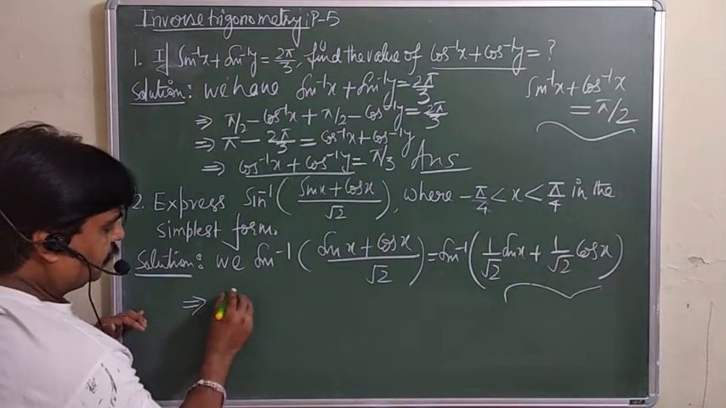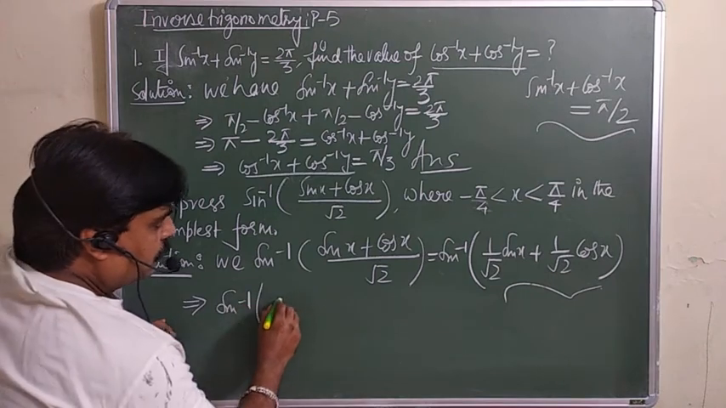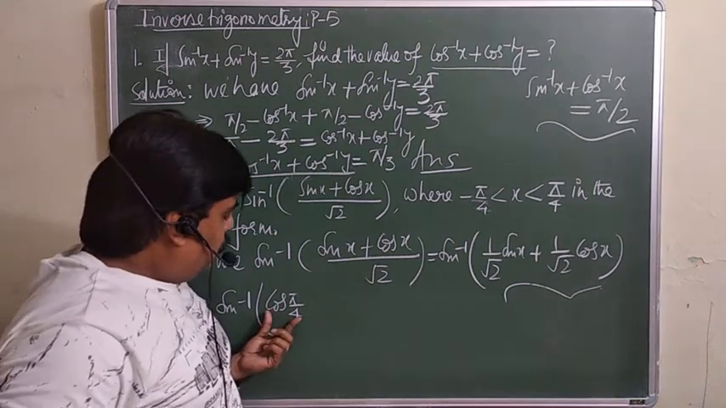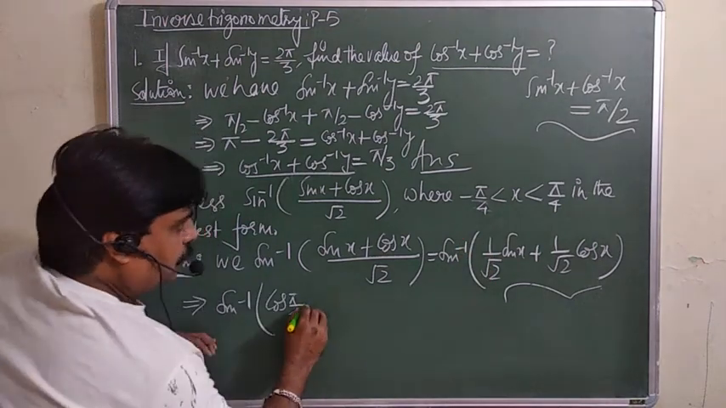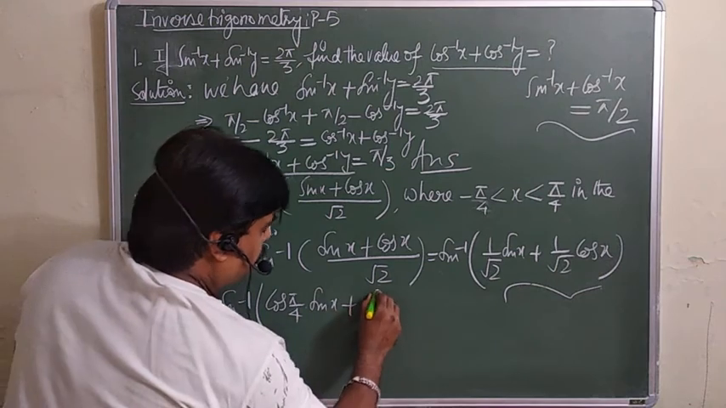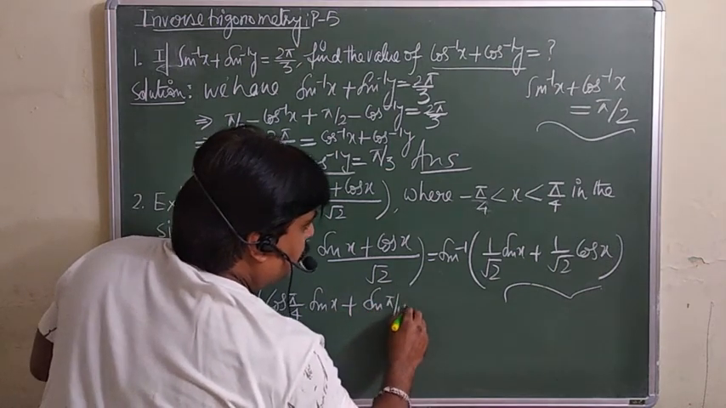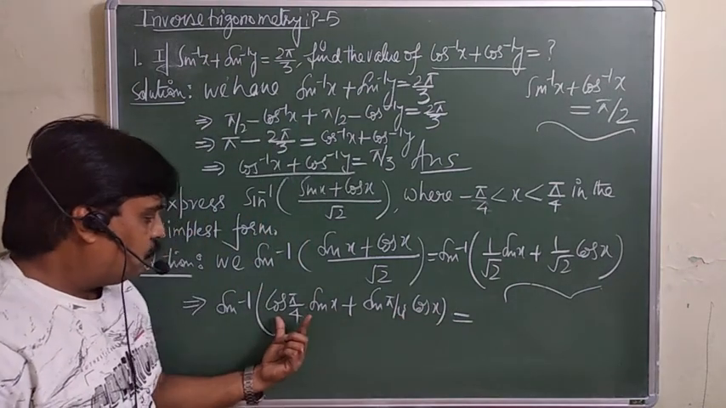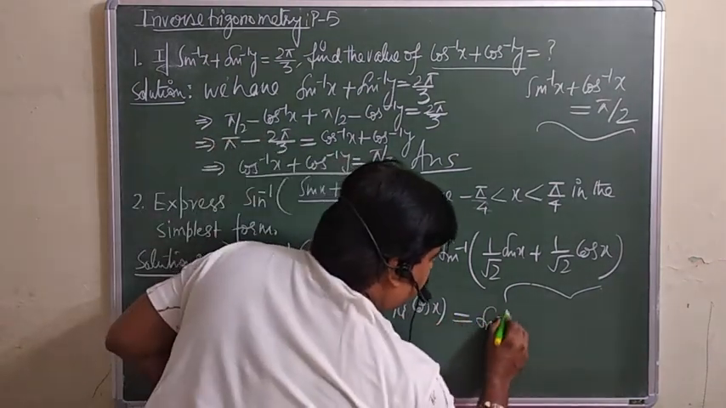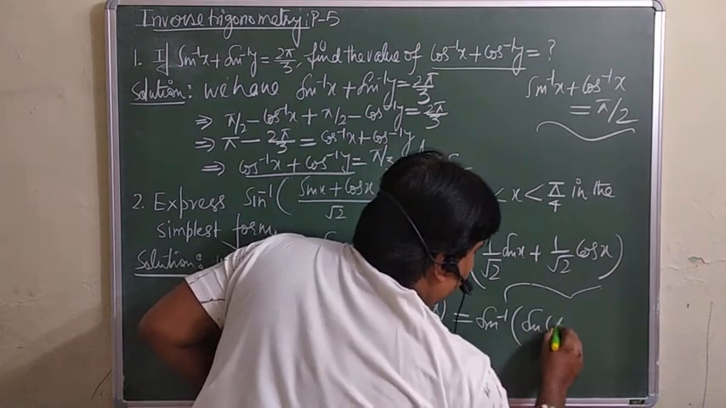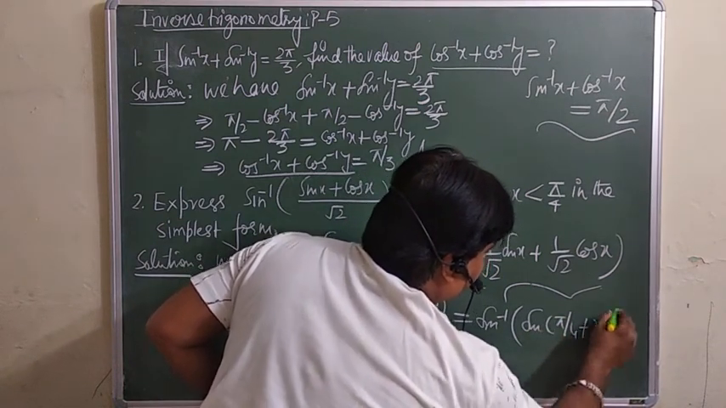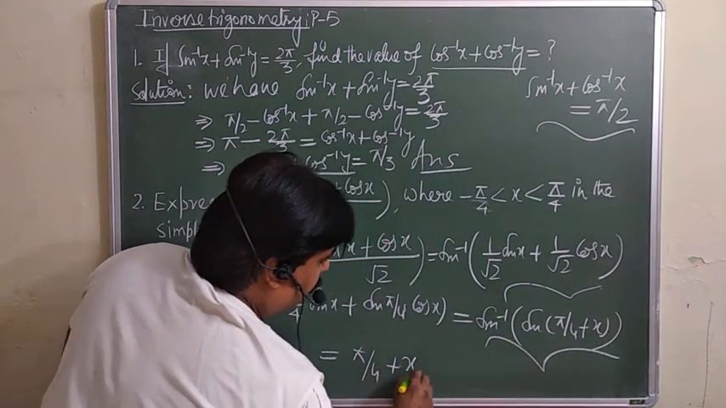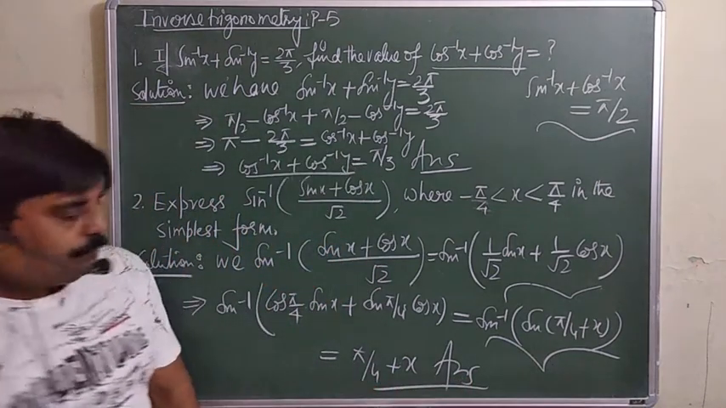So this can be written as sin inverse of cos pi by 4, because cos 45 is equal to 1 over root 2, into sin x plus sin pi by 4 into cos x. And this is sin A cos B plus cos A sin B. So this can be written as sin inverse of sin of A plus B, that is sin of pi by 4 plus x, and this is equal to pi by 4 plus x, which is your answer. Have a look.